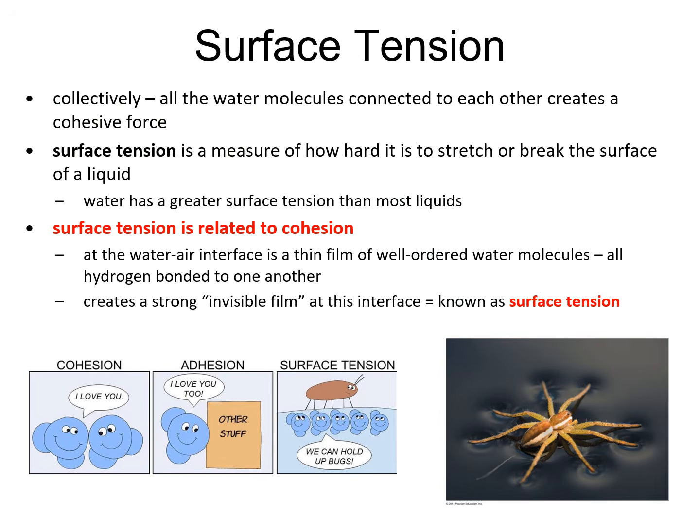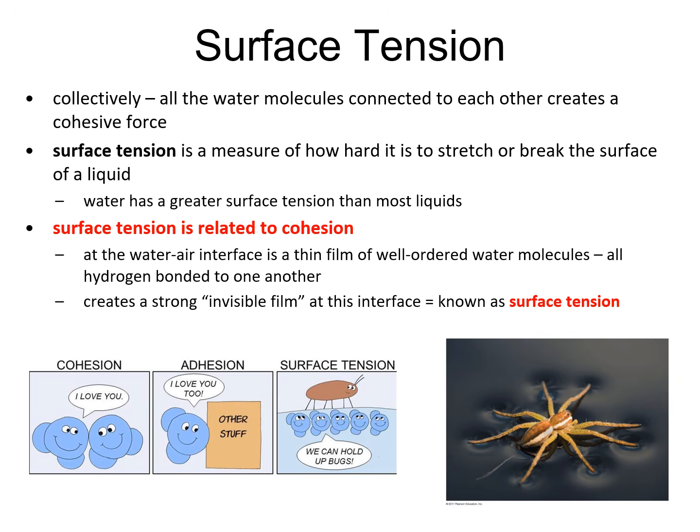Collectively, all of the water molecules that interact with each other create a cohesive force that can be known as surface tension. Surface tension is a measure of how hard it is to stretch or break the surface of a liquid. And water has an incredibly large surface tension, much greater than most liquids, so it is very hard to break.